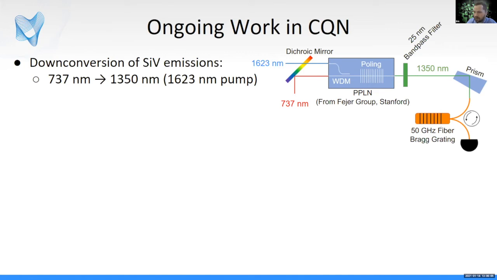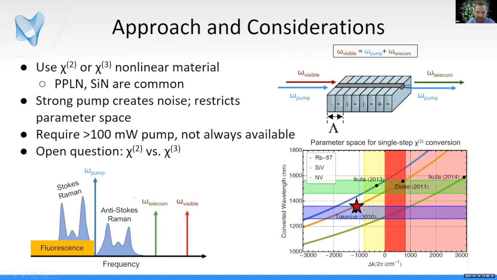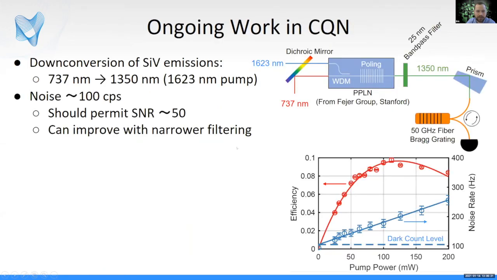Ultimately, we're filtering out that noise with a 50 gigahertz fiber filter, and just to refer to that previous diagram, that obeys this relationship where this telecom frequency is at a higher frequency than all of this gross noise over here. As a result, we're able to get relatively low noise counts, something like 100 counts per second on top of our detector dark count level. And we anticipate this should permit something like an SNR of 50 using some available sources of silicon vacancy photons. This could be improved with narrow filtering.